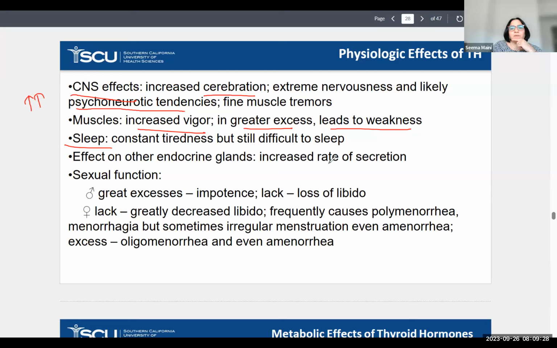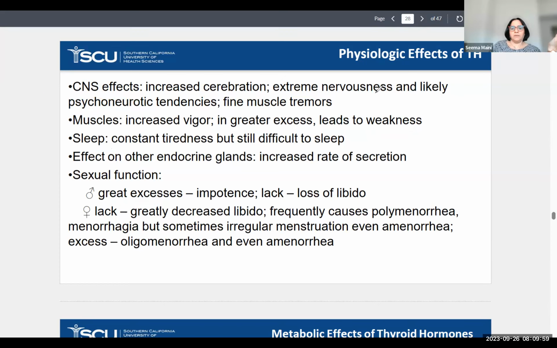Increased rate of secretion, that is the effect on other endocrine glands. That is again because of the metabolic role, and we talked about it. In males, great excesses cause impotence, and lack causes loss of libido. And in females, I told you this is paradoxical. A hypothyroid female will lose more blood. A hyperthyroid female will go into amenorrhea or oligomenorrhea.